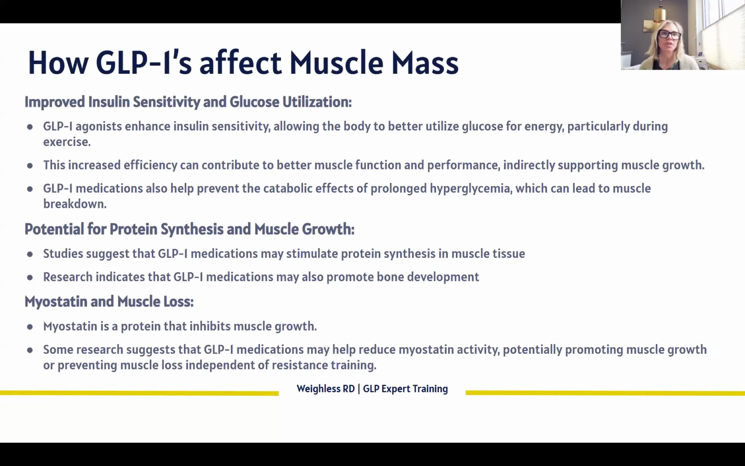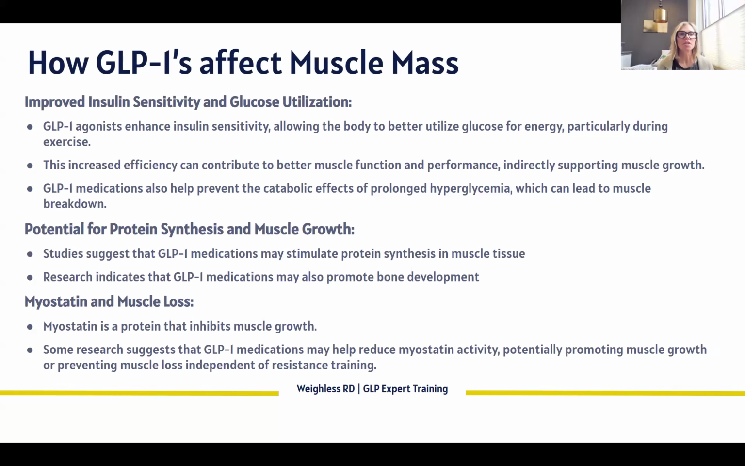So improved insulin sensitivity allows the body to better utilize glucose for energy. Anytime insulin resistance begins in the muscle, right? So if you can start to repair that, you're going to get more muscle protein synthesis. The increased efficiency can contribute to better muscle function and performance. So now, that can support a growing muscle as well, because now it's working and functioning better. GLP medications also help prevent the catabolic effects of prolonged hyperglycemia, which can lead to muscle breakdown.